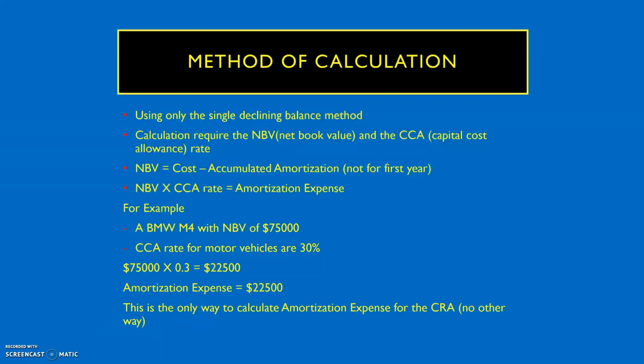Now the CCA rate comes from the classes posted on the CRA website, and for any motorized vehicle, the CCA rate will be 30%, which is why you have to take $75,000, which is the net book value, and multiply it by 0.3 to get your amortization expense. And this is the only way to calculate amortization expense for the CRA. They don't use any other way.